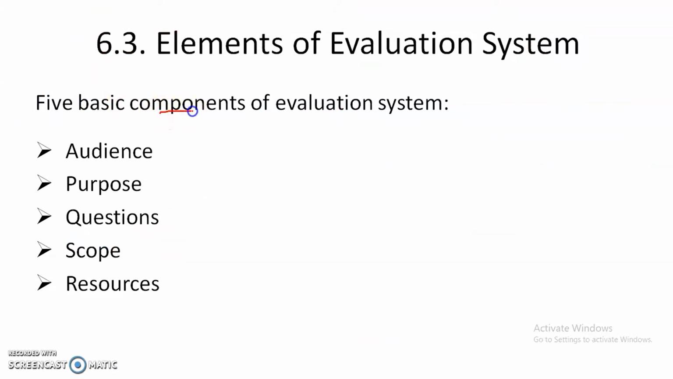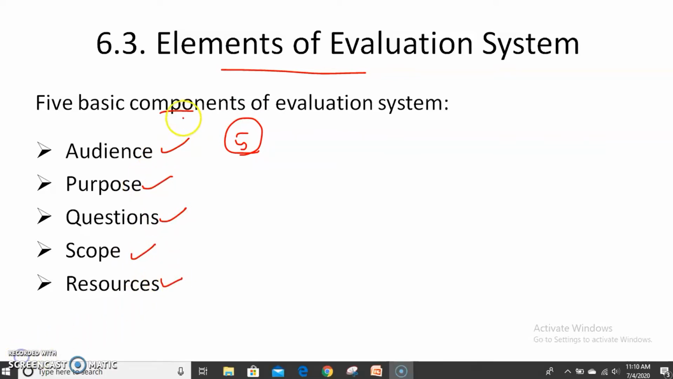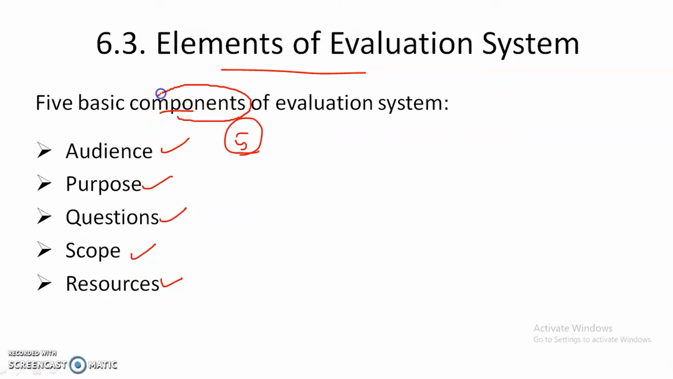And next, coming to the third topic, it is the elements of the evaluation system. Total 5 elements are there for the evaluation system: audience, purpose, questions, scope, and resources. And to determine these 5 basic components or elements of the evaluation, first we have to ask a few questions. The question regarding the audience is, for what audience is the evaluation being conducted? That is the first thing. For what audience? For which type of audience?